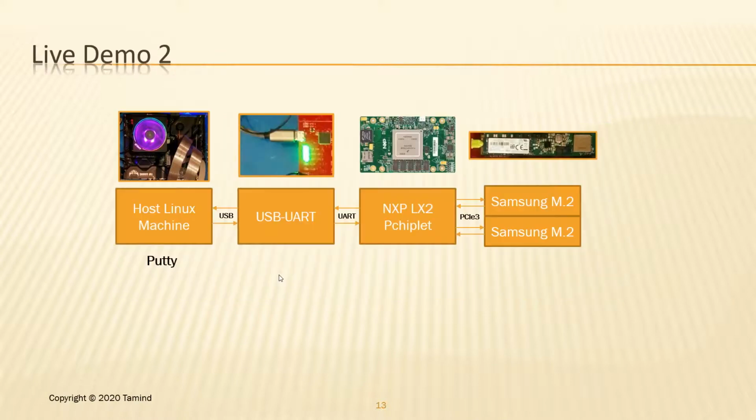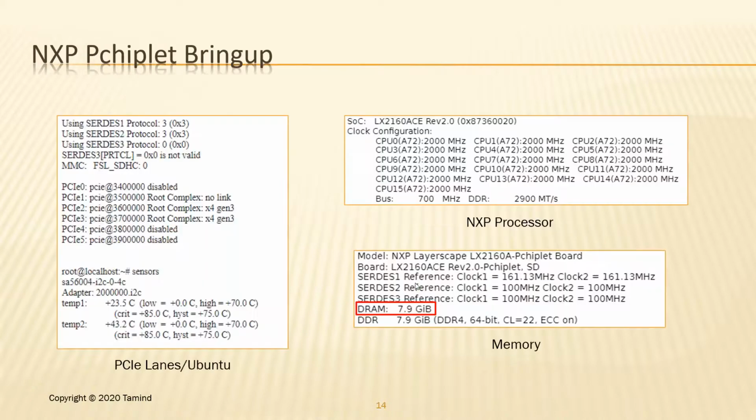So the next demo we're going to be doing is basically we are running PuTTY on the Linux source machine. We are going to go through the USB UART, and then we are looking at the NXP pitchlet. And then from the NXP pitchlet, we'll be looking at the Samsung M.2 SSDs that are right now connected to it. So this is going to be the second demo. And this is kind of the walkthrough, but we'll actually see it in the live demo.